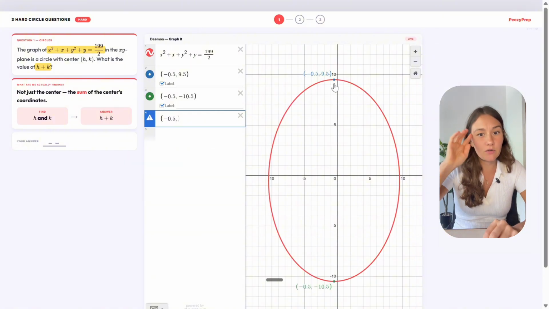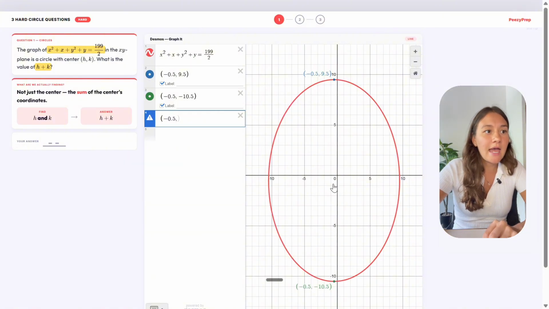Think about this logically. Don't think about formulas or the midpoint formula. How do I find the distance of this line? Well, I'm going to go from 0 to 9.5, so I have to move 9.5 units up. To get from 0 to negative 10.5, I'm moving 10.5 units down. So in total, I'm moving 9.5 plus 10.5 units, which is 20. And I'm trying to find the center, so 20 divided by 2 is 10.